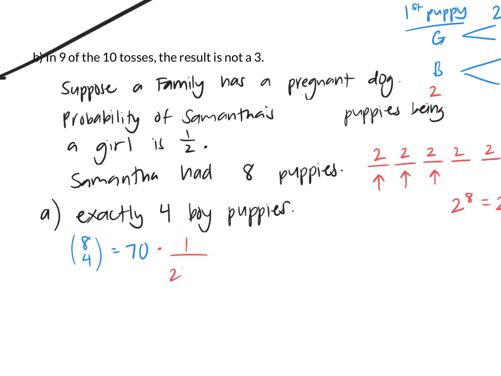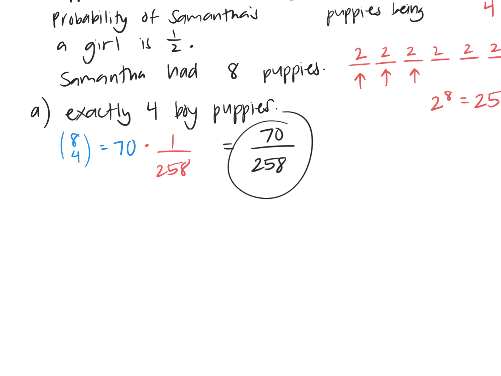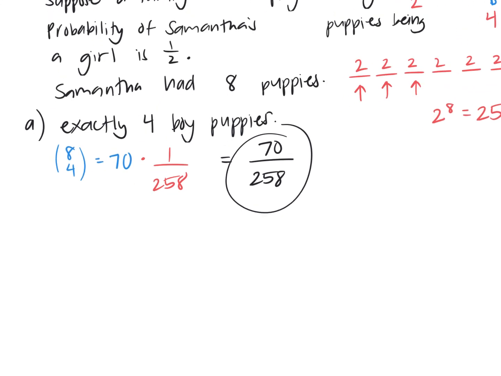256. Okay, so your probability of having exactly 4 boy puppies is 70 over 256. And you can leave it like that. You can simplify it. You can give it to me as a percent. Whatever you want is fine. Okay. Yep, that is exactly what I meant. Good catch. Okay. Any questions on that one?